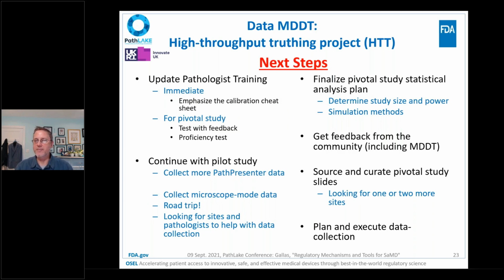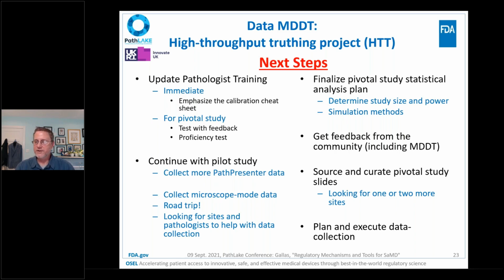So where were we in the project? Our next steps are to really update pathologist training. We have a lot of pathologist variability in measuring this biomarker, so we see the need to really build up our pathologist training. And we're going to continue with the pilot study just to stress test the microscope system to collect the data, and it got kind of sidelined during the pandemic, so we're still making sure that that's all up to snuff. But we also have 2 digital mode data collection portals that we have been collecting data for the pilot study. We're finalizing the pivotal study statistical analysis plan so that we can size it properly and know our statistical methods ahead of time. We're getting feedback from the community, including the FDA reviewers of this MDDT submission.